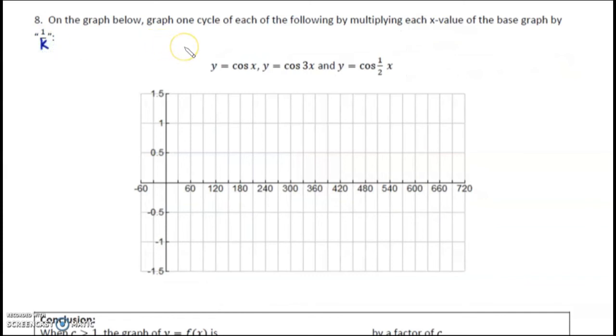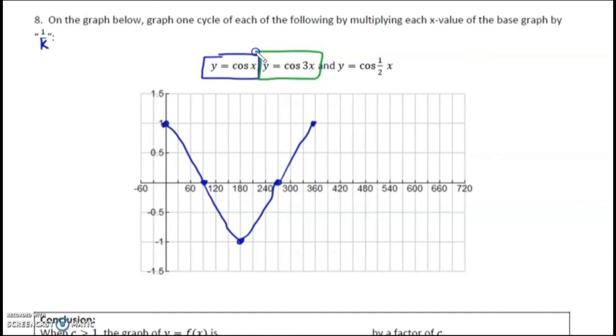Okay, on the graph below, graph one cycle of each of the following by multiplying the x value by 1 over k. The original one is cos x. I'm going to start at 1, and then 90, 0, 180, negative 1, 270, and 360. Just oscillating between the 1, the 0, and the negative 1.